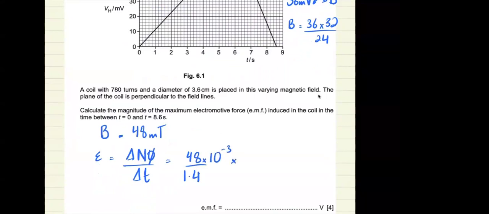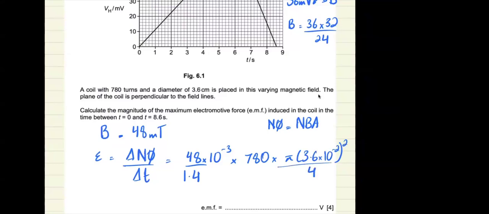This is basically what I just wrote down, because NΦ equals NBA. So I've just written down this delta B over delta T. N is given as 780, area is 3.6 centimeters. So π d squared by 4, π into 3.6 into 10 to the negative 2 squared over 4. So this gives you some voltage value here, which turns out to be 0.027. This, in my opinion, was a really, really good question.